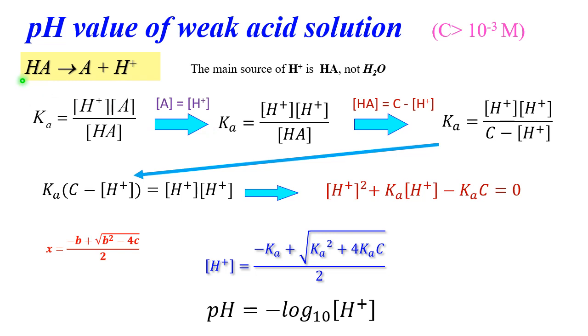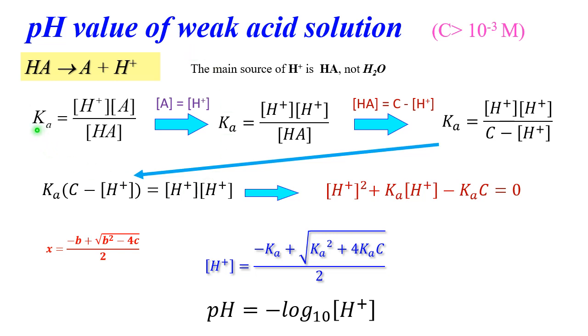So our acid HA dissociates into the corresponding base and H+. You remember that H+ always sits on a solvent molecule. In our case, it sits on water. The main source of protons is the HA acid, not H2O. So we can forget about the concentration of OH minus ion, which of course is always present.